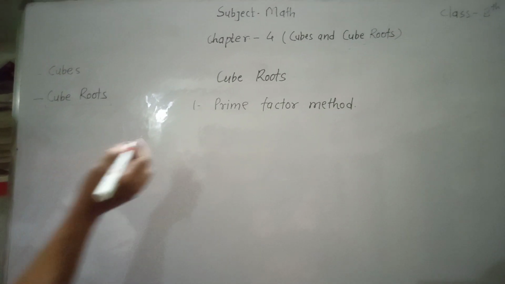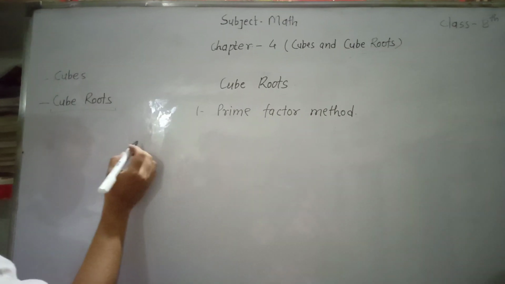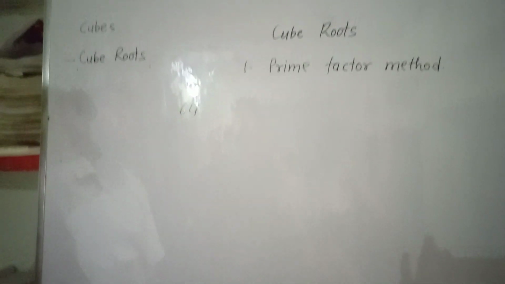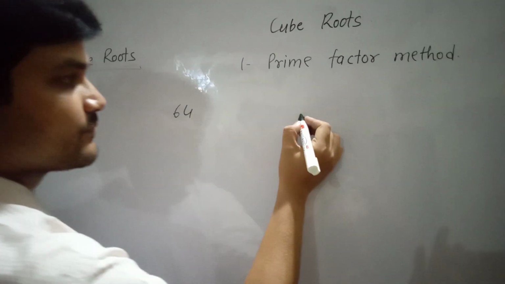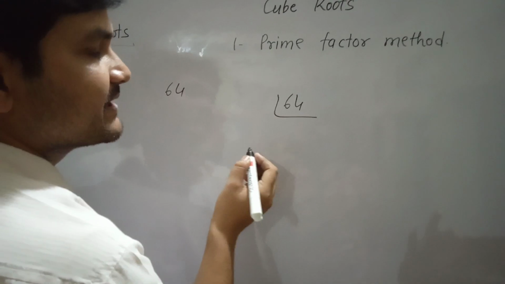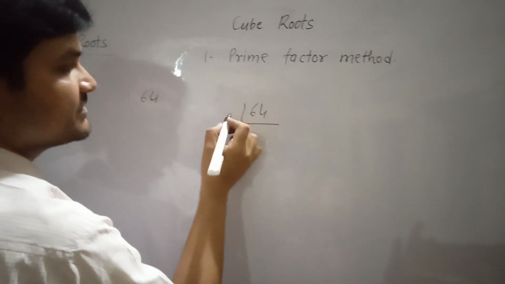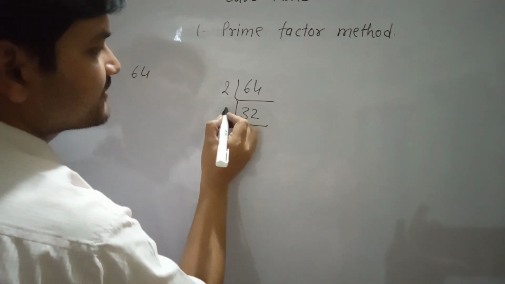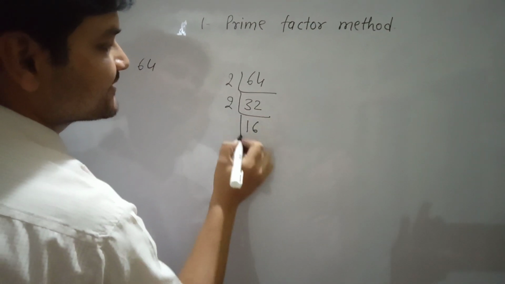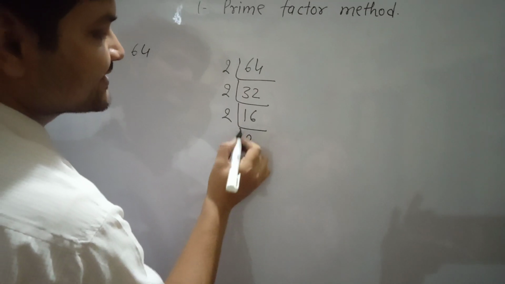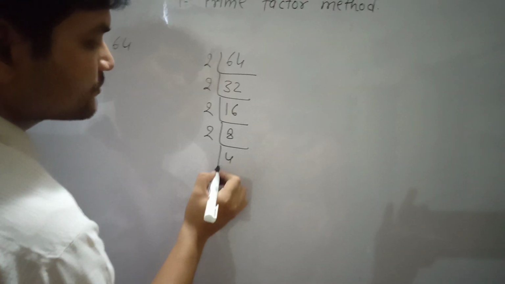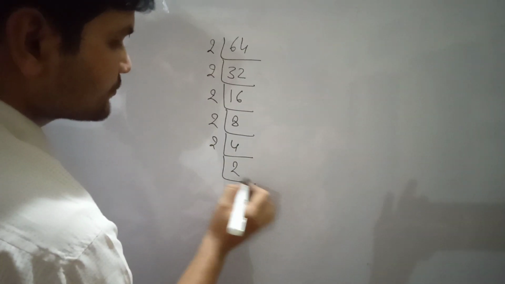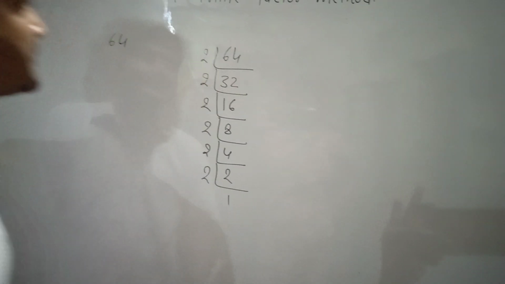Suppose we take one example. If we want to find the cube root of 64, we first get the prime factors of 64. Firstly we divide 64 by 2, we get 32. Then again by 2, we get 16. Then again 2, we get 8. Then 2, we get 4, then 2, and then 1.